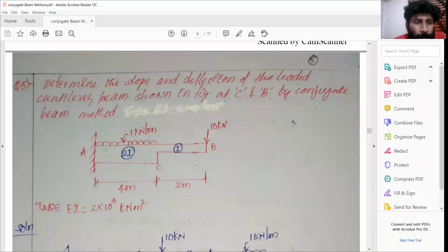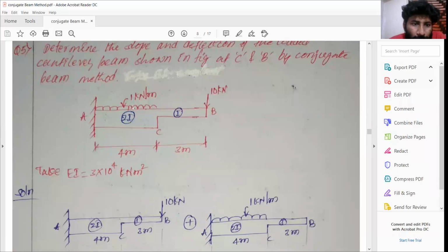So again, you can see that here is a non-prismatic beam. Till now we have discussed only the prismatic beam where EI is constant throughout. Now to determine the slope and deflection of the loaded cantilever beam shown in the figure, we have to determine the slope and deflection at C and also at B using the conjugate beam method.